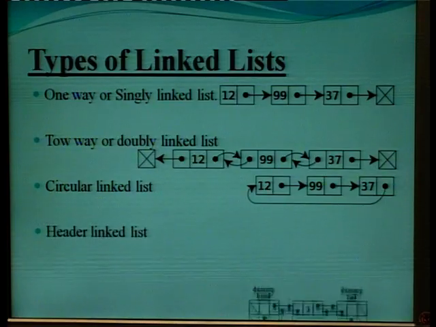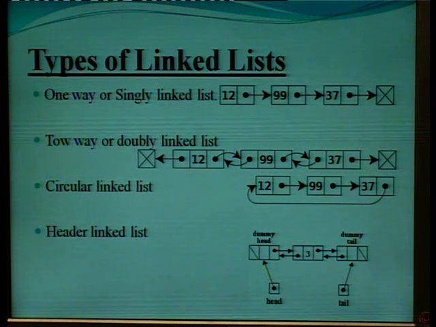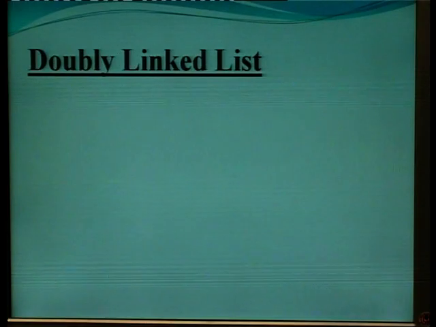So the last one is header linked list. In case of a header linked list, we use a header pointer and tail pointer. Header pointer contains the dummy head where no value is stored, and then the nodes start after it in the linked list. So tail indicates the last or null pointer, that is, here is the end of the linked list.